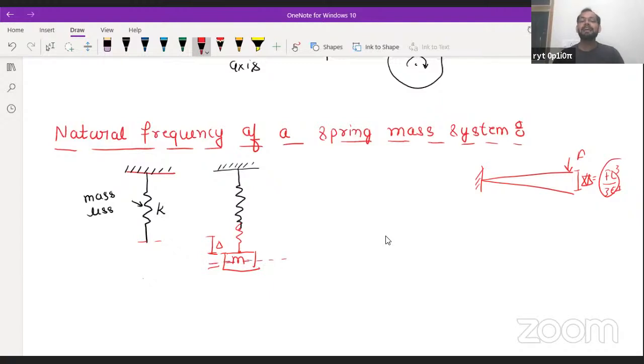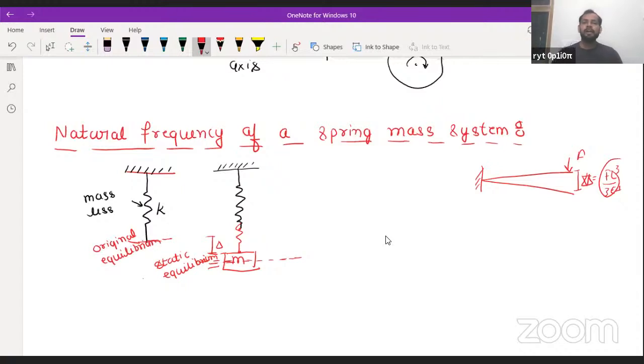The system again achieves a new position, a new equilibrium position. This equilibrium position is known as the static equilibrium position. Whenever a system deflects by a static deflection and achieves a new position, that equilibrium is known as the static equilibrium. Now this is the original equilibrium of the spring, and this is the static equilibrium.